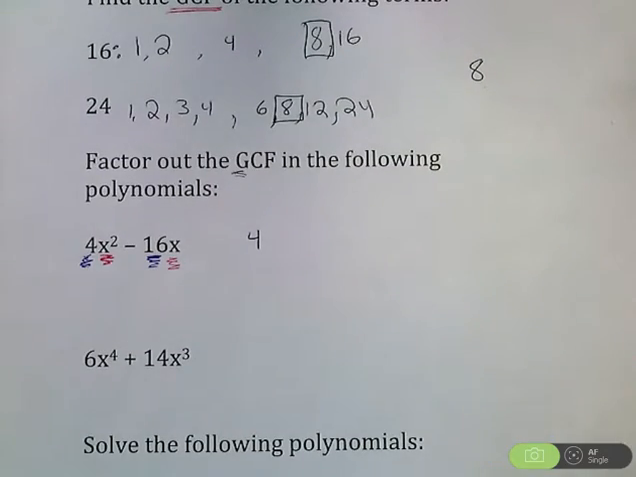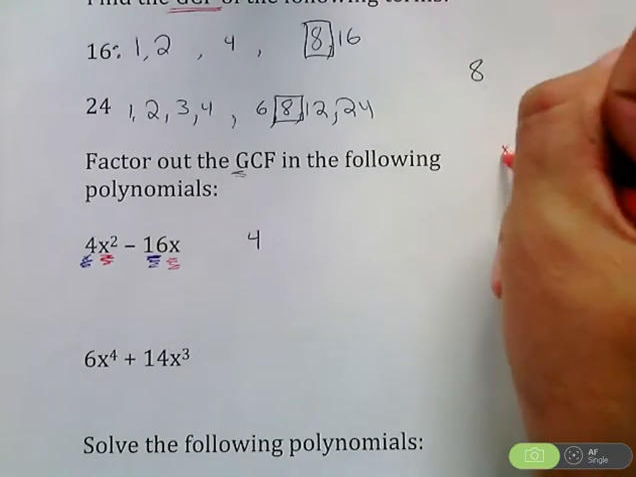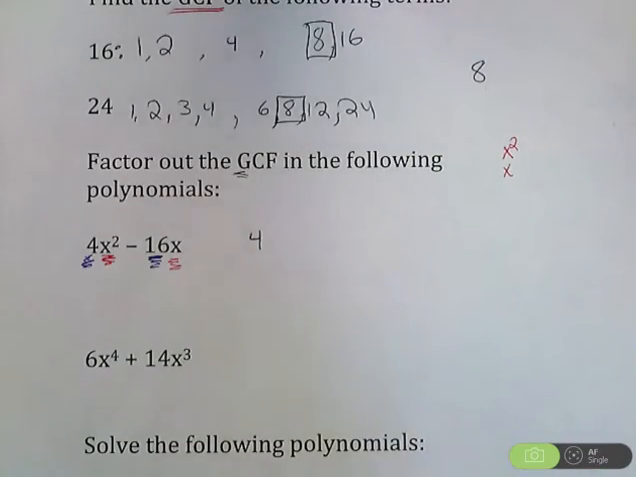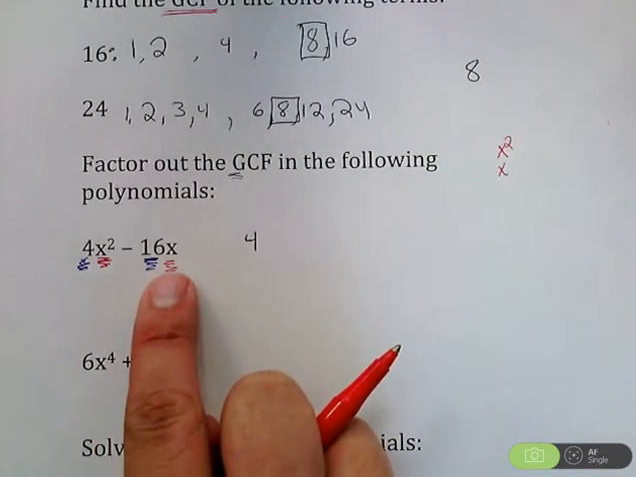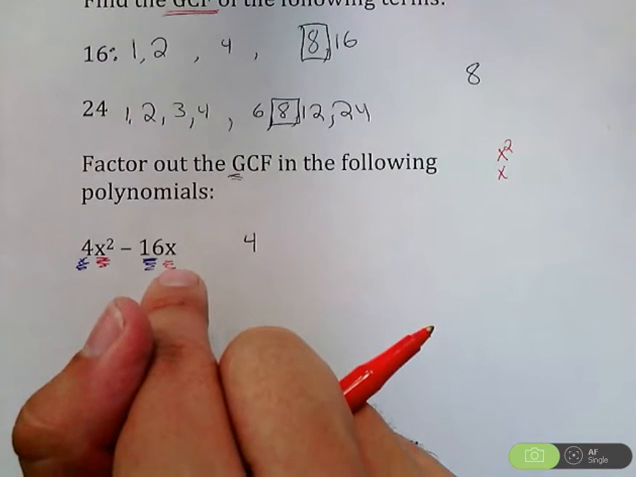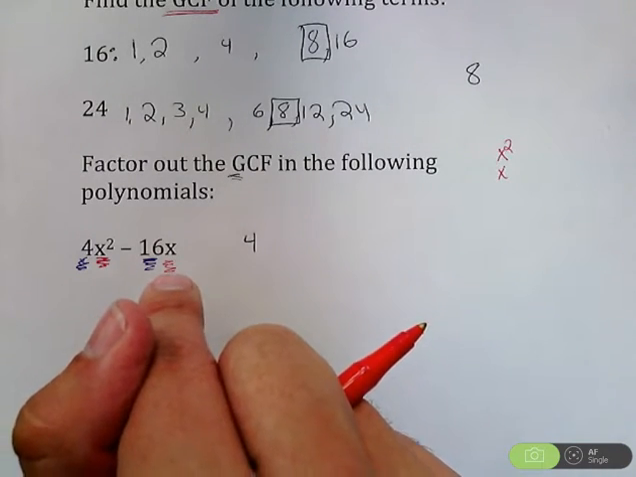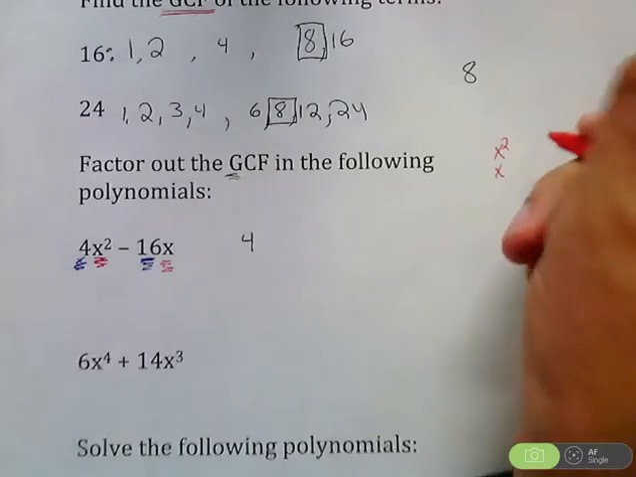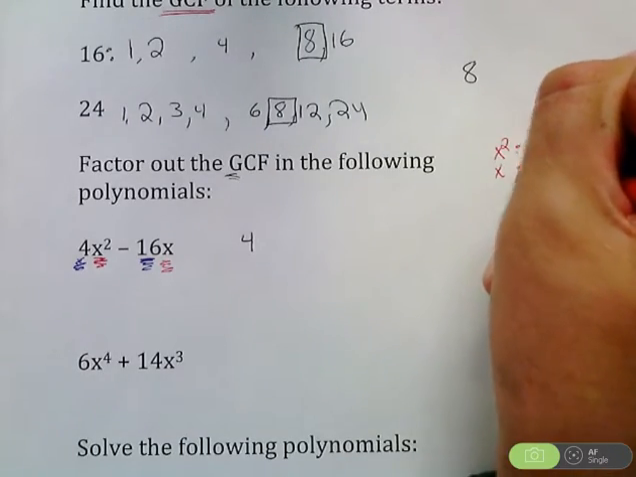So thinking of a GCF with variables is a little bit tougher. So I have an x squared and an x. By the way, if you're struggling with the 4 and the 16, you can make the list and find a GCF if you want with the 4 and 16, but you don't have to. So looking at x squared and x, I'm going to write that all out.